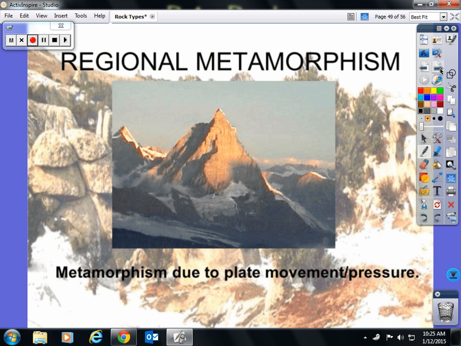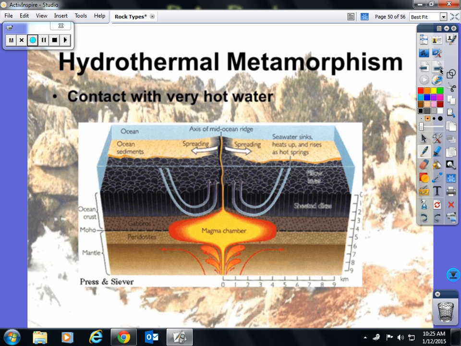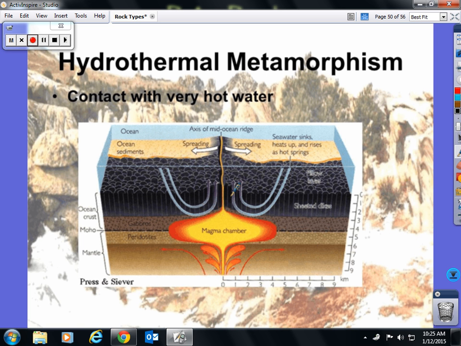Regional metamorphism is when two plates collide, and that extreme pressure is going to form mountains, and we would get metamorphic rock in that way. And the last one is hydrothermal. Hydro always means water, thermal always means heat. And when we say hot water, we mean like 1,000 degrees. So we have this opening in the ocean floor where magma is constantly pouring out, and as it pours out, it heats up the water, and as that water moves across the bottom of the ocean, it creates metamorphism.